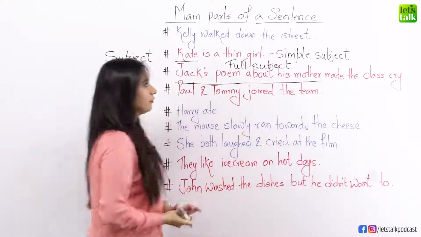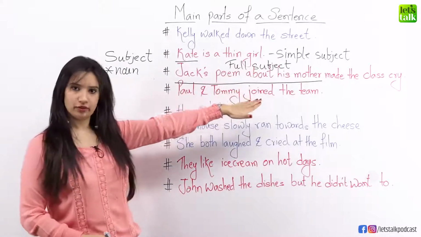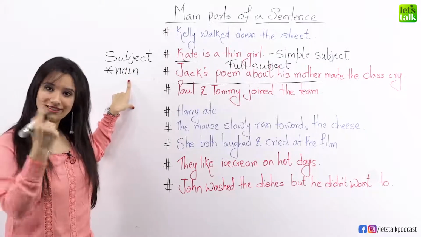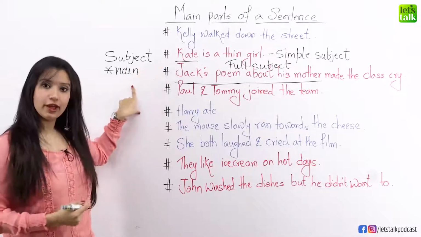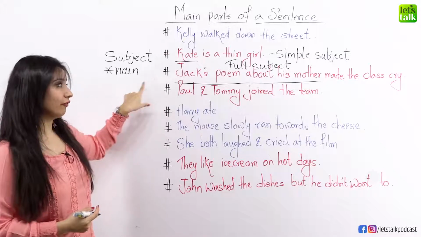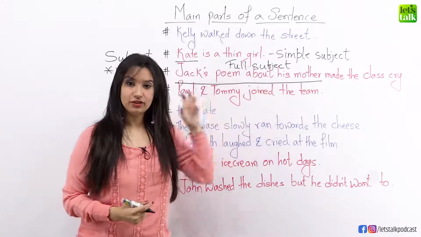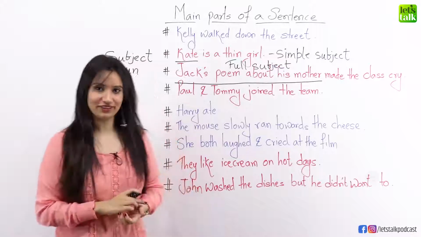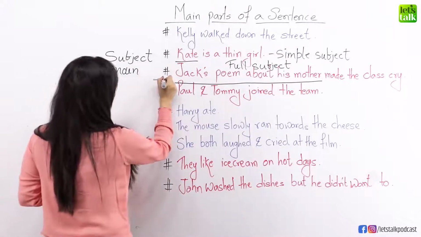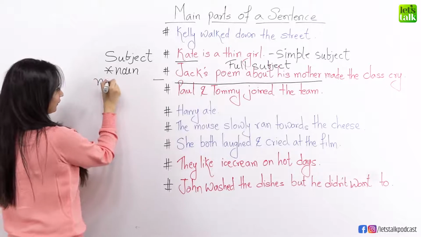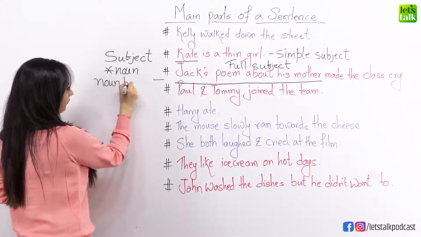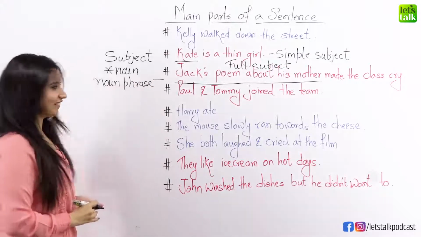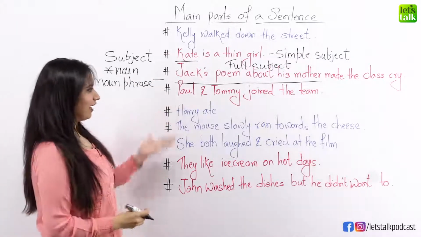Now let's look at the difference between a simple subject and a full subject. A simple subject will always have just a noun, a single noun or a name, right? But a full subject will have a noun phrase. It not only has a noun, but it has added information along with the noun. So this is a noun phrase. Interesting, isn't it?